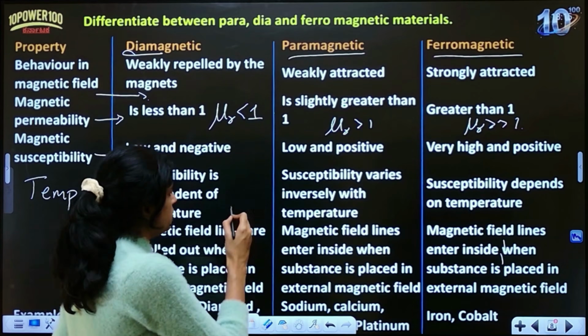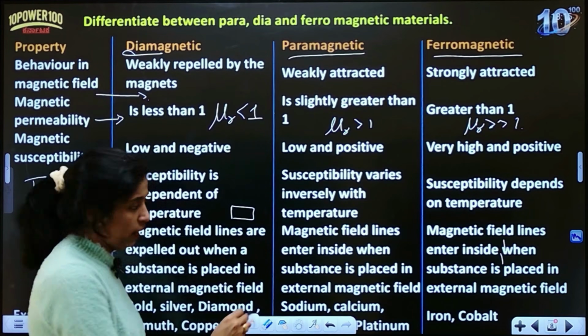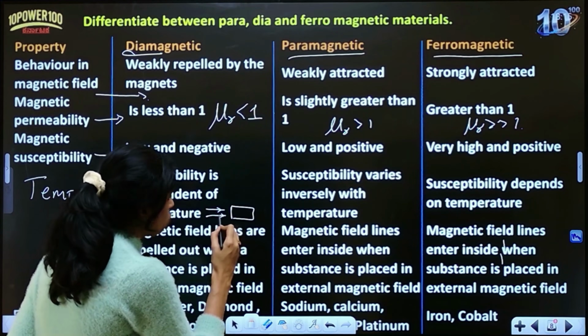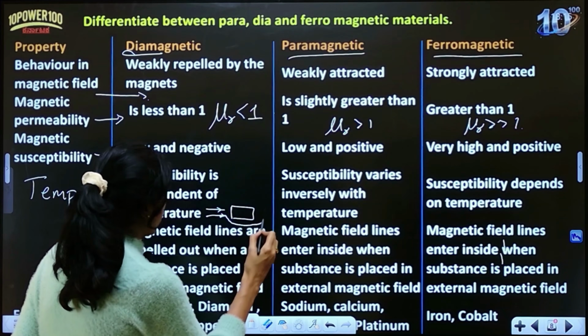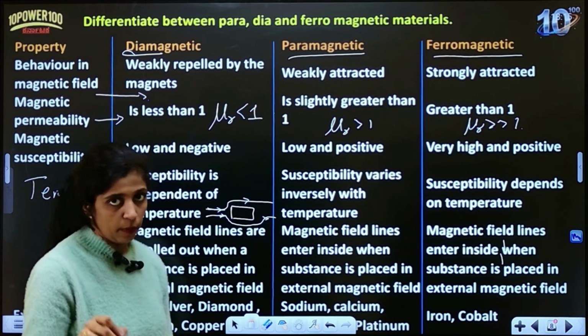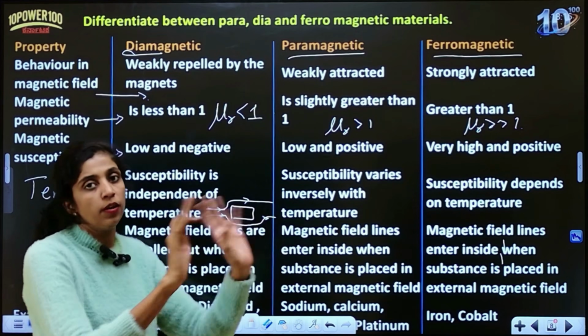So what happens is, if I place a diamagnetic material over here and allow the magnetic field lines to pass through it, they will not pass through. They will go like this. That means they will be expelled out from the magnetic field. Please remember this: they will be expelled from the magnetic field.